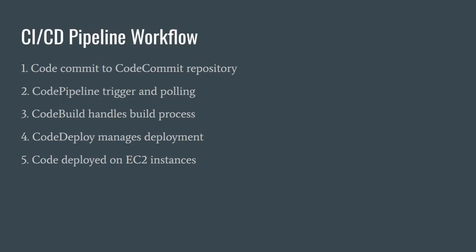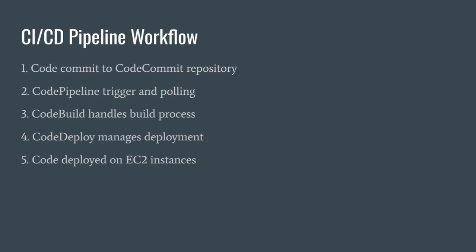The fourth step is the CodeDeploy setup. If the build is successful, CodePipeline forwards the artifact to CodeDeploy. This is where the appspec.yaml file comes into play, defining deployment instructions for CodeDeploy to follow.